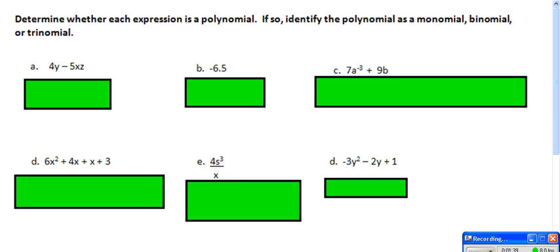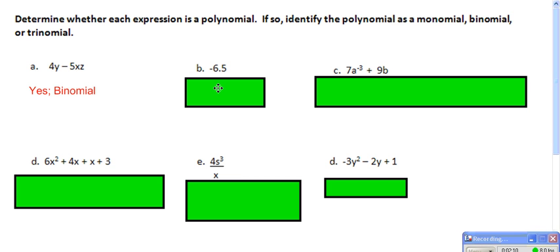We have 4y minus 5xz. If you look at the top of your paper, we need to determine from the 3, is it mono, is it bi, or is it tri? In this case, it would be a binomial. There's a difference of two monomials. We have a difference here of the two monomials. So we would state that, yes, this is a polynomial, and it is a binomial to be specific.